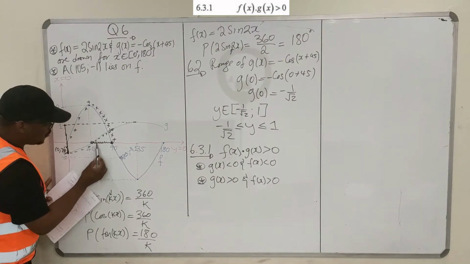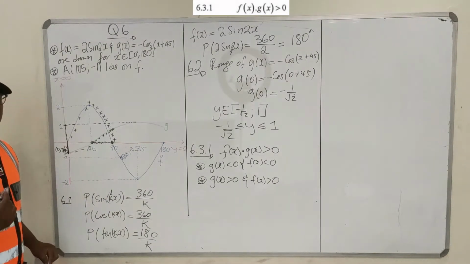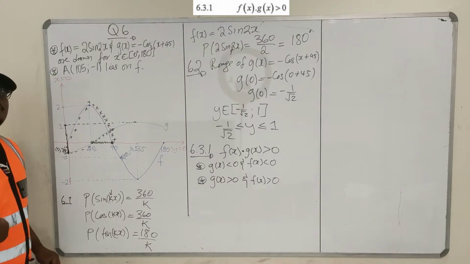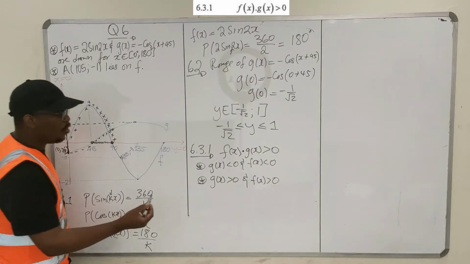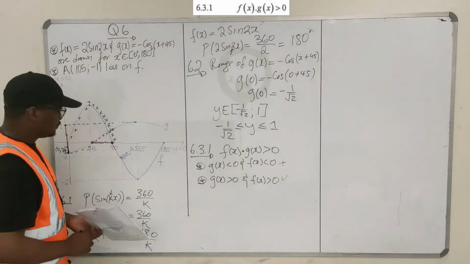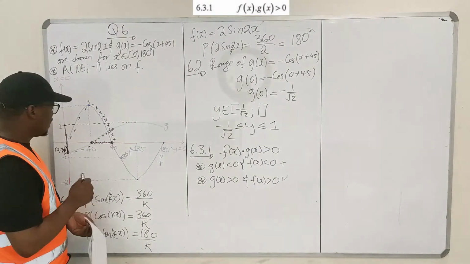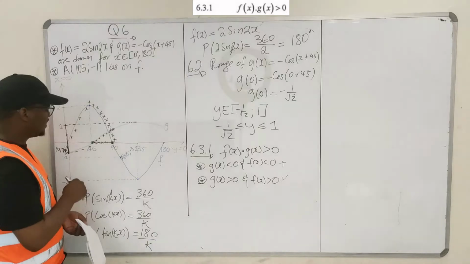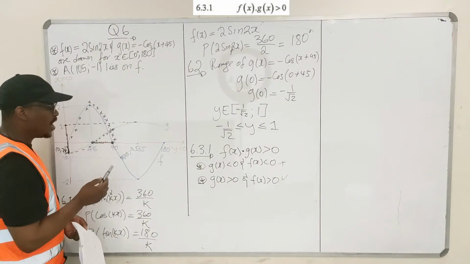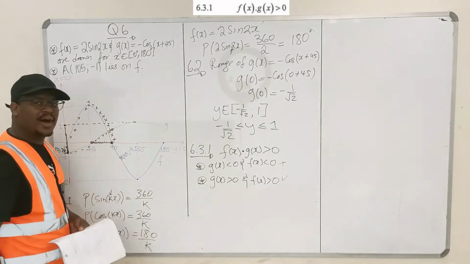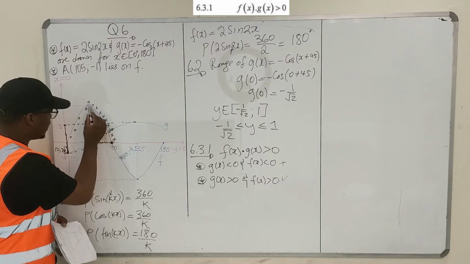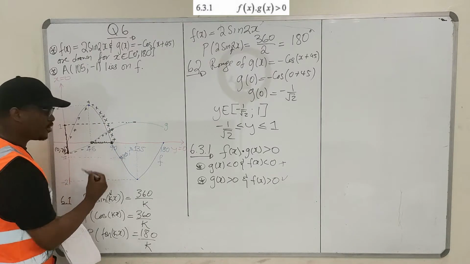So these x values between 90 and 45 are the ones that will give you a positive product of your functions, because that's where both of them are positive. You only see this condition. You don't have the condition where both of them are negative. So the product of both functions f and g is only positive when both f and g are above 0, which is from this position between 45 and 90 degrees.